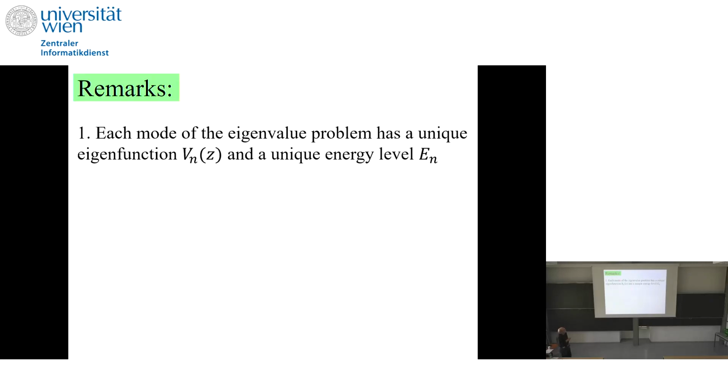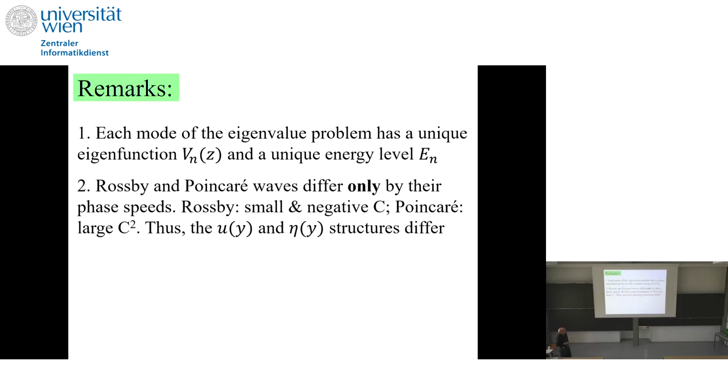But as I told you, let's just say a few words. Each mode has an eigenfunction, of course, and energy. And Rossby waves differ only by the C's. There are small negative C's for Rossby waves and large positive and negative C's for Poincare waves. But other than the two different C's, they are identical. The U and eta are derived from V by C, and therefore U and eta will, of course, be different. They're not going to be identical. But in terms of the eigenvalue problem, they are exactly the same solution.